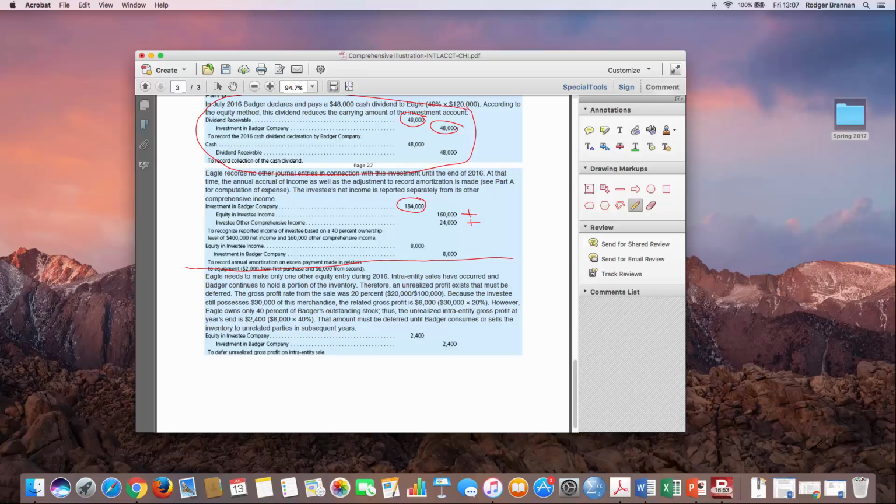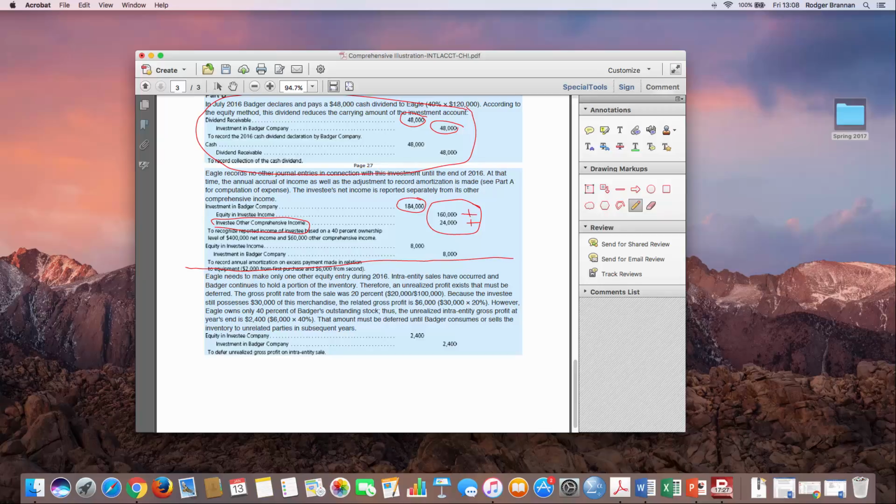So let's assume Badger has some investments they classified as other comprehensive income. The fair market value of that increased by $60,000. Well, Eagle is allowed to recognize $24,000 of that, but it has to show up as part of Eagle's other comprehensive income, not as part of its net income. So the investment account is increased by the total amount, but you have to make this distinction here between these two different elements of the income, because they essentially branch off into two separate areas of the income statement.